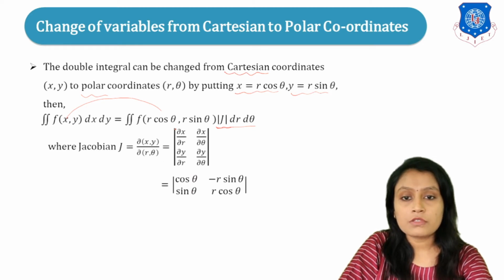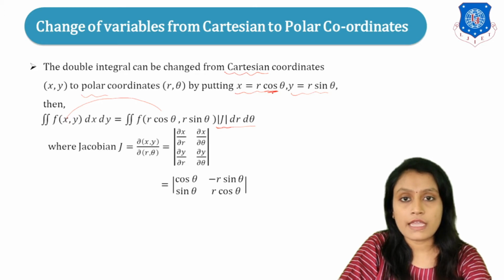To solve this, del x by del r means we have to take the derivative of x with respect to r and keep theta constant. So cos theta is constant, the derivative of r is 1, so your answer is cos theta. Then we take the derivative of x with respect to theta, keeping r constant. The derivative of cos theta is minus sin theta, so you will get minus r sin theta.